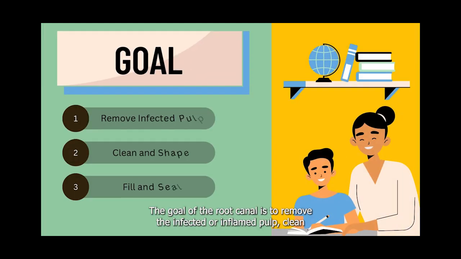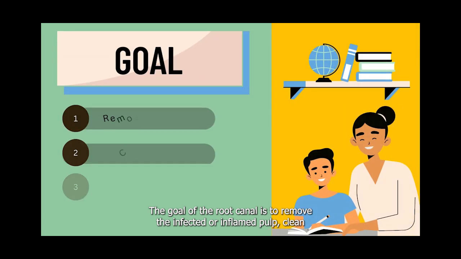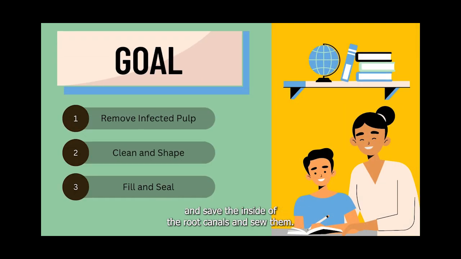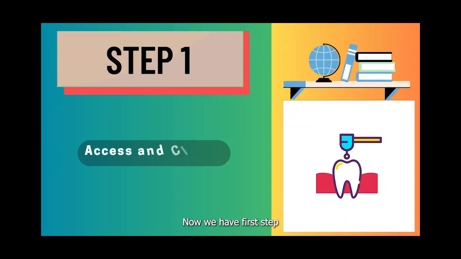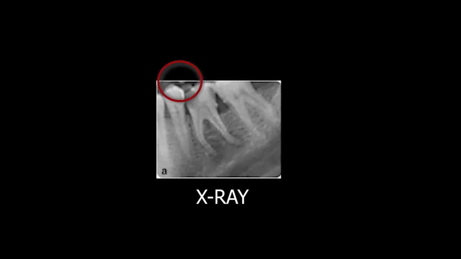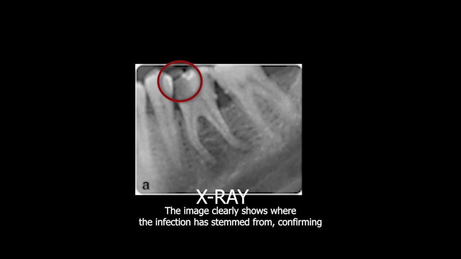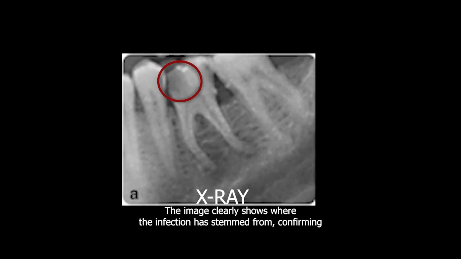The goal of the root canal is to remove the infected or inflamed pulp, clean and shape the inside of the root canals, and seal them. Now we have the first step, the access and cleaning. Based on the X-ray, the image clearly shows where the infection has stemmed from, confirming the need for immediate action with a root canal treatment.